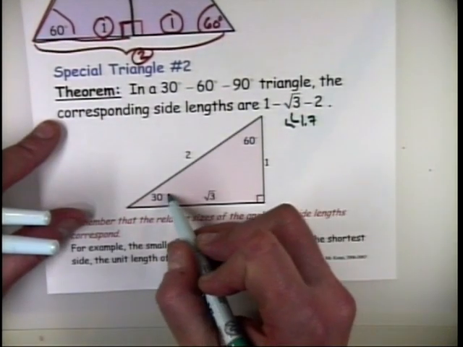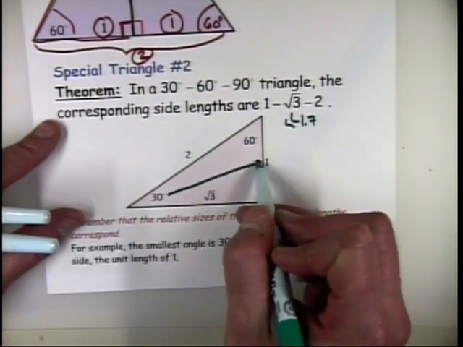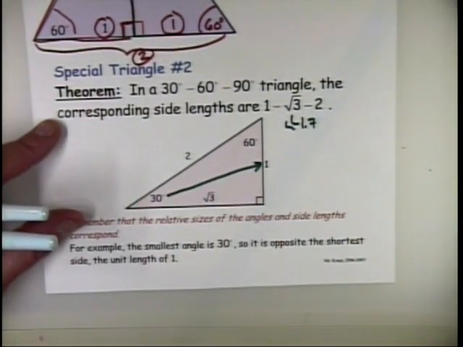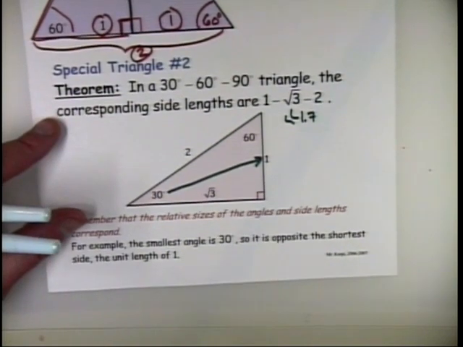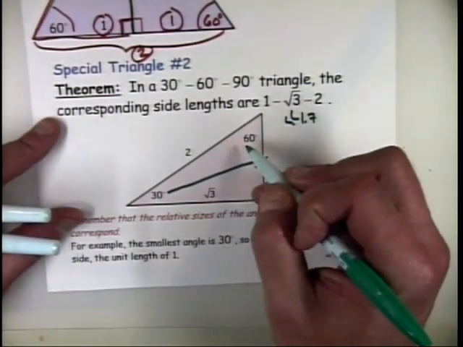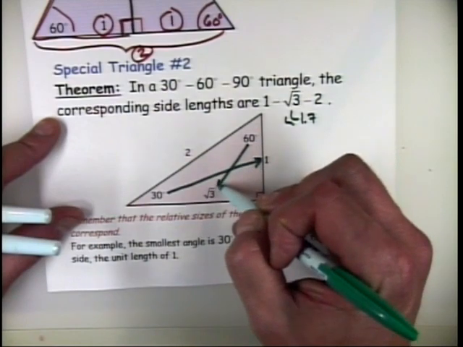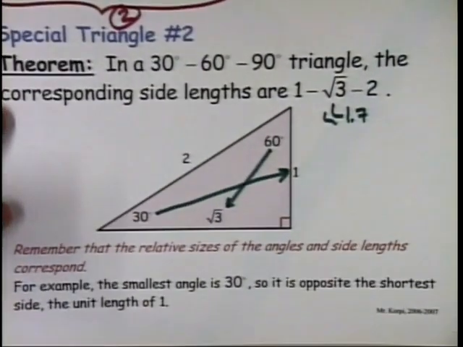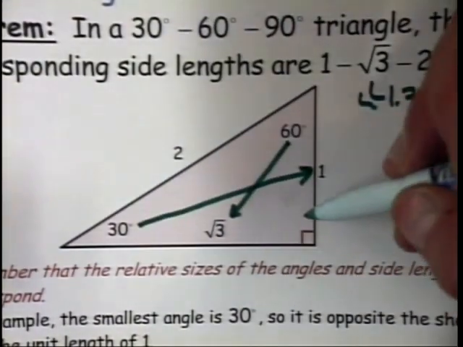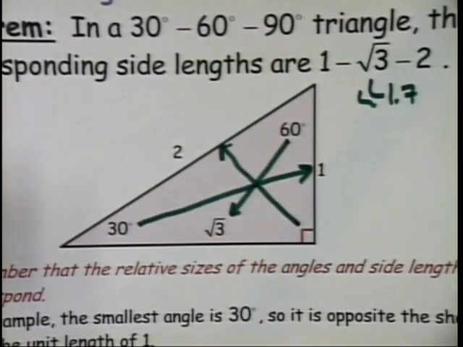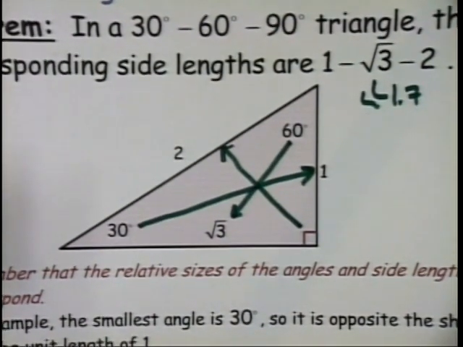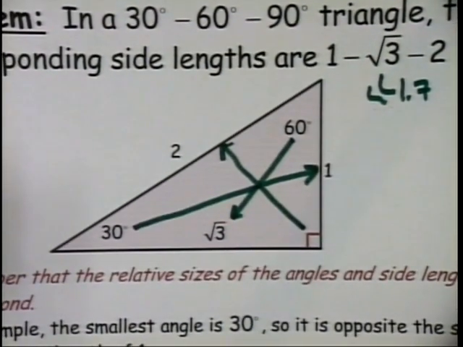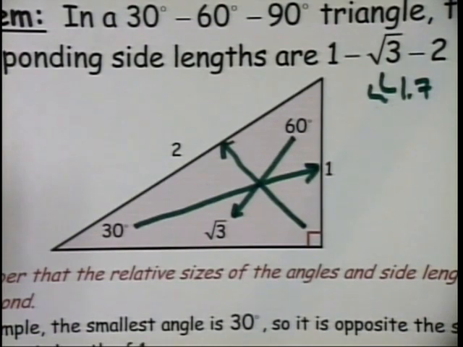In other words, opposite 30, the smallest angle, lives the smallest side, which we usually assign a unit value of 1. The next largest angle is 60 degrees. Opposite it is the next largest side, square root of 3, which is about 1.7. And opposite the largest angle, which is the right angle, 90, is the largest side, the hypotenuse, which is a 2. So we have to make sure that we're looking at the correct sides that correspond to the correct angles.